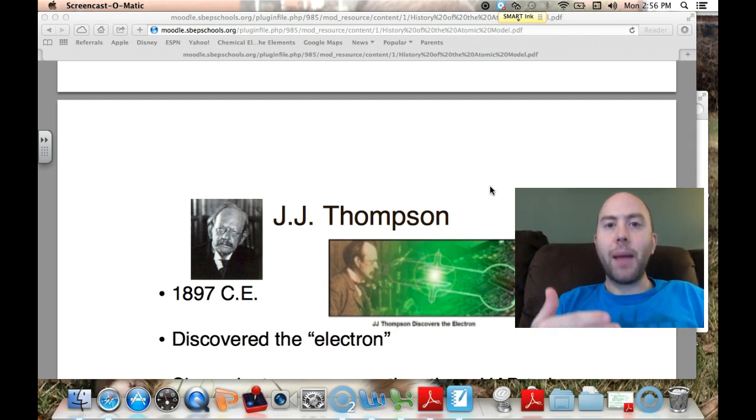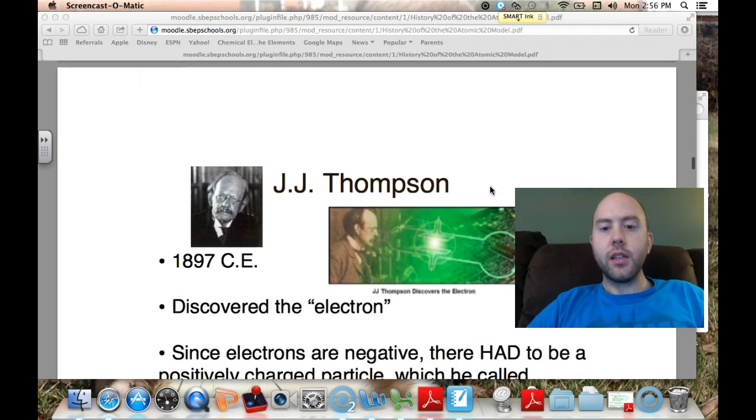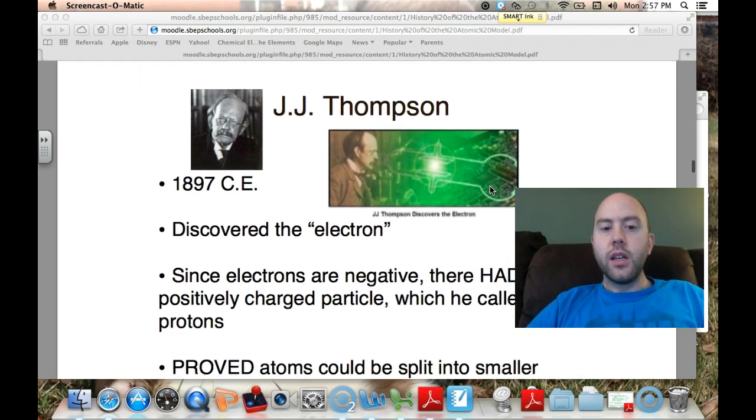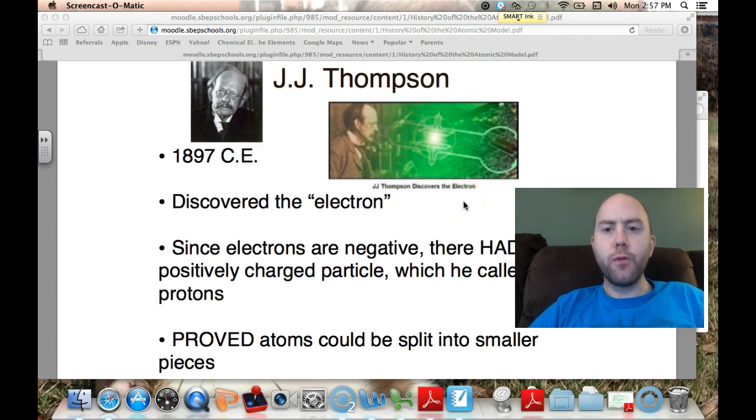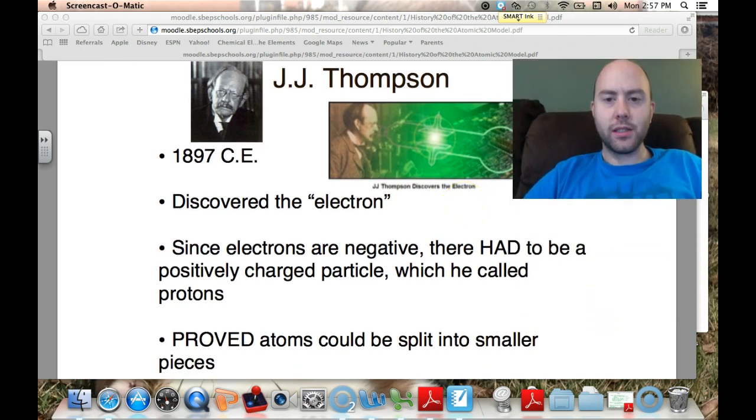And by finding the mass, he noticed that it weighed less than hydrogen. Now, hydrogen was the smallest atom at the time. There's nothing smaller than hydrogen. Well, if this weighs less than hydrogen, this showed that there was something smaller than an atom. So J.J. Thomson proved that atoms could be split into smaller pieces. He proved atoms had smaller pieces.